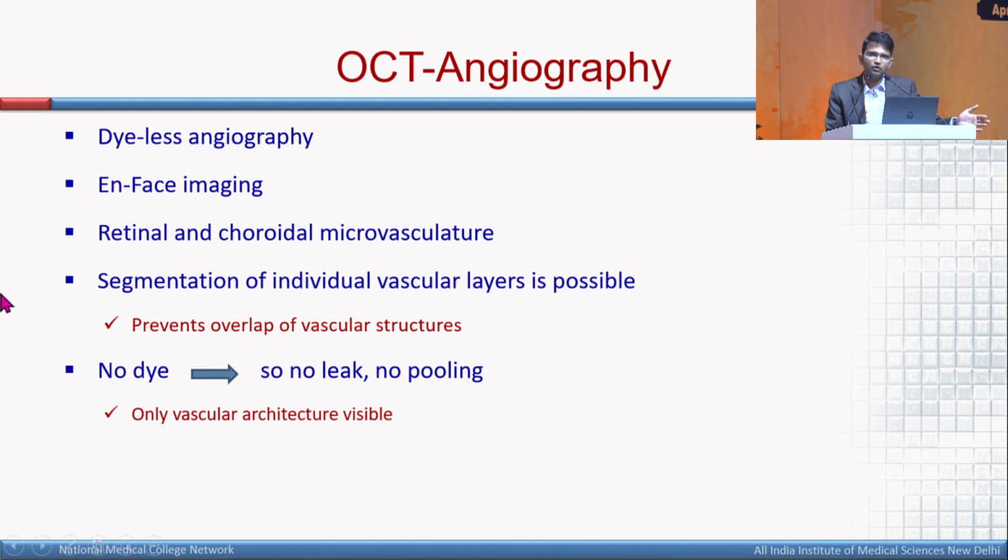Unlike in fluorescein angiography, where you are not able to analyze the deeper structures and are mostly able to analyze only the superficial vascular plexus in the retina, here you can analyze all the layers of the vascular plexus. Since no dye is used in OCT angiography, there is no leakage. So OCT angiography images have very high contrast, and there is very little obscuration of the underlying vascular details.